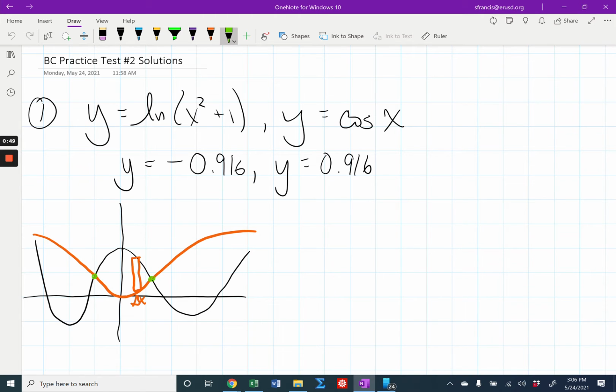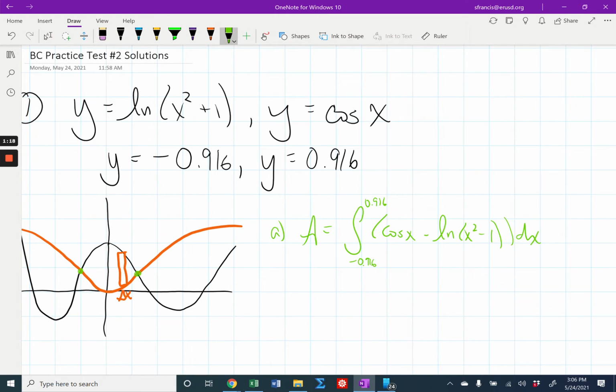I already did the work to get a couple values for that, and so for part A, the area here is the integral from negative 0.916 to 0.916 of the top function minus the bottom function. And then just going to run that through a calculator. Since the calculator is active on this one, don't try to work this out by hand. You just want to actually run this through a calculator.